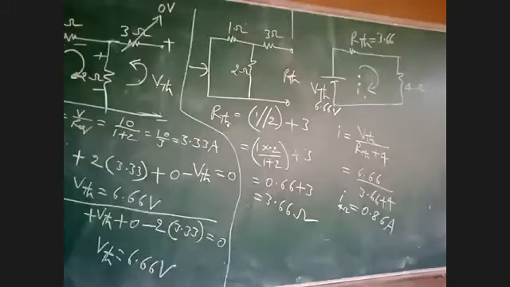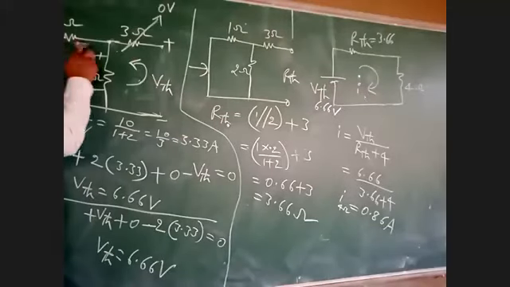Now I will verify whether this answer is correct or not. By using the theorem, we have determined the current in the 4 ohm. I don't know whether it is correct or not. I have done the verification.